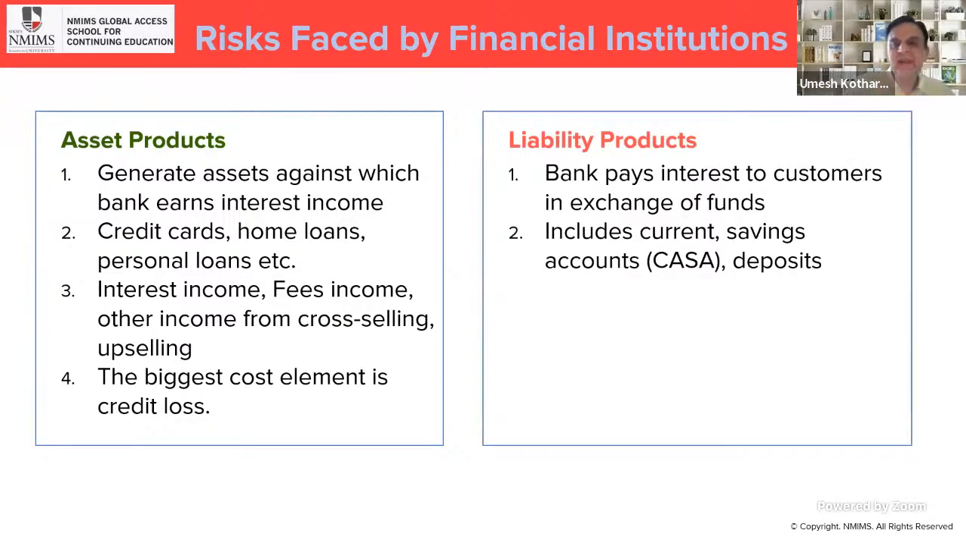The other side of their balance sheet is liability, and that is their current and savings accounts, called CASA, current account and savings account. This is their liability, because if you close your savings account at any point of time, they have to pay off the interest you earned on the deposits. Current, savings and fixed deposits are all part of their liability products. So, asset as well as liability.